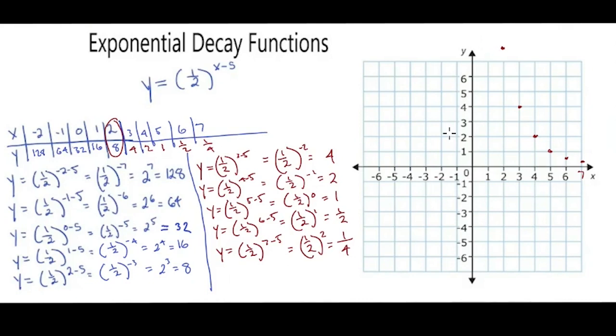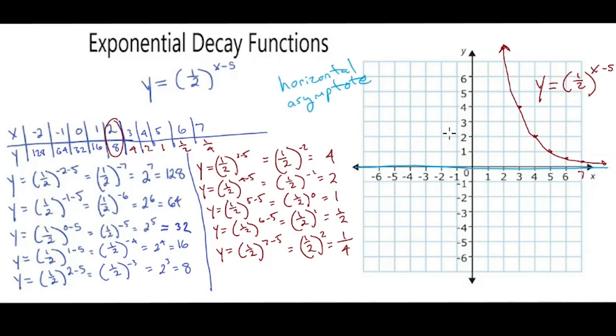And then I will use a curve to connect our points. And I'll put arrows on the ends of my curve to show that it goes on forever. And that's how I graph y equals 1/2 raised to the x minus 5 power. You'll notice that our curve is always approaching the x-axis, but it will actually never cross the x-axis. So that is our horizontal asymptote, and that is where y is equal to 0.